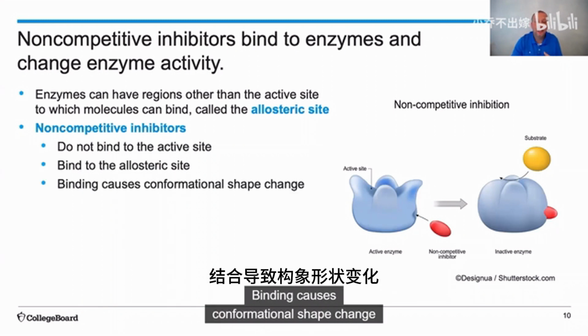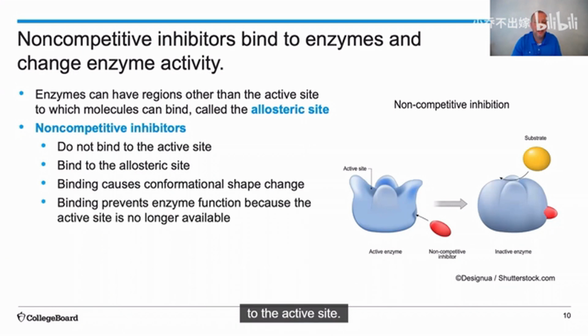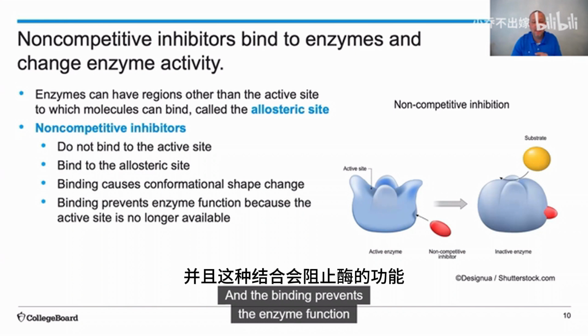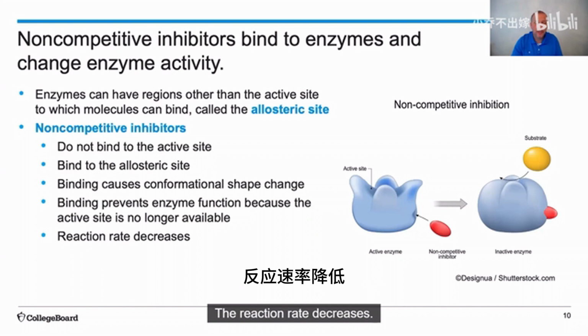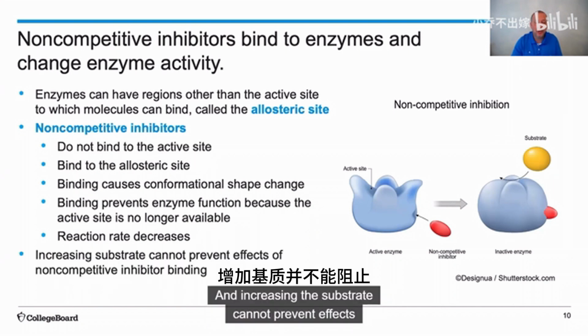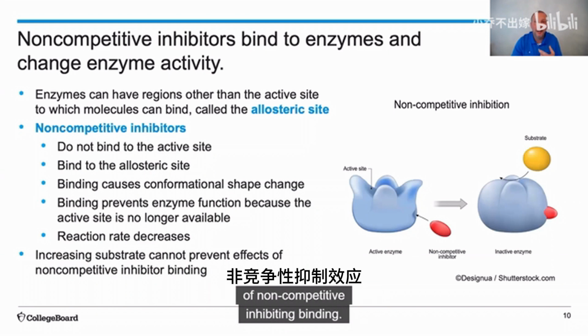Binding causes a conformational shape change to the active site, and the binding prevents the enzyme function because the active site is no longer available. The reaction rate decreases, and increasing the substrate cannot prevent the effects of non-competitive inhibitor binding.